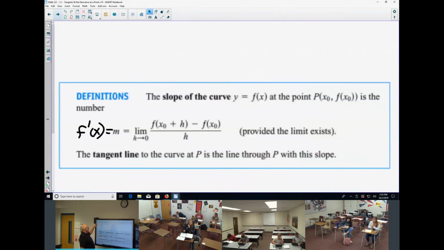All right, so when we talked about this, we used m for the slope of the tangent. And now I'm going to introduce this notation here, f with a little dash over it. And we read that as f prime of x. And that's the derivative. So the slope of the curve, we're going to call that f prime of x.